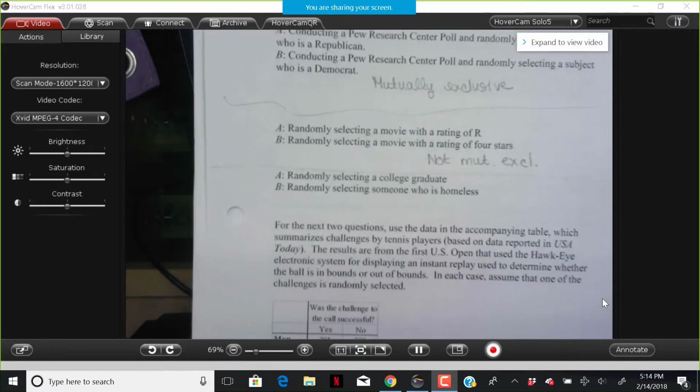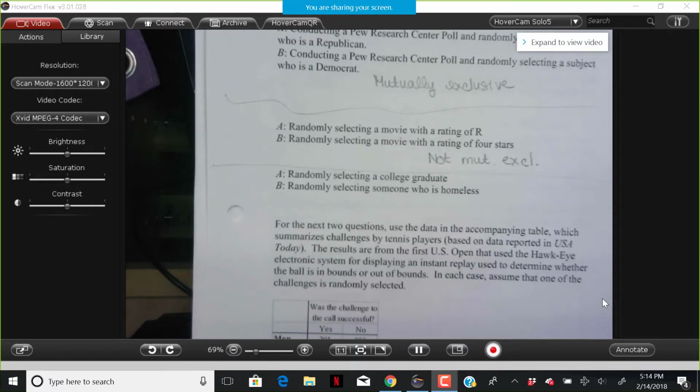Okay, what about the next pair? Randomly selecting a college graduate, randomly selecting someone who is homeless. No, there are some weirdos. Don't say weirdos. Well, who study too much and then they decide that they just get too much indoors and they want to be outside and they're homeless.